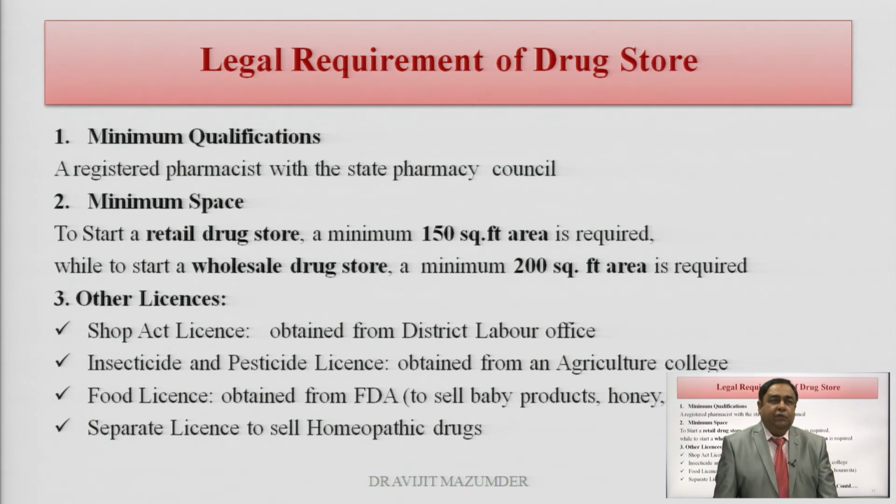And the other licenses which we need to procure are the Shop Act license, which is to be obtained from the district labor office, and the insecticide and pesticide license, which should be taken from any agricultural college. We should have a food license, mainly whenever we are selling various baby food items, honey and various health drinks like Bournvita and Viva. This is to be obtained from the FDA, and a separate license should be there to produce the homeopathic drugs also.